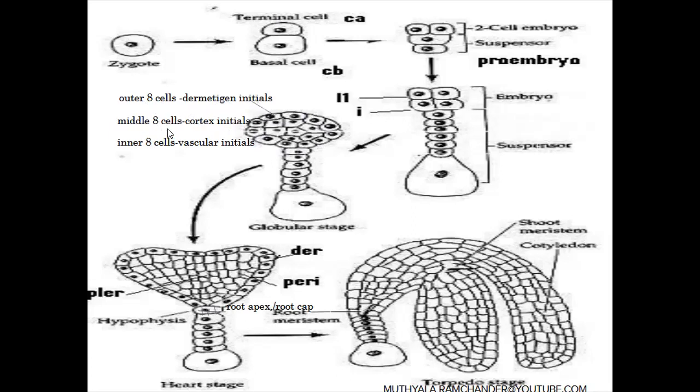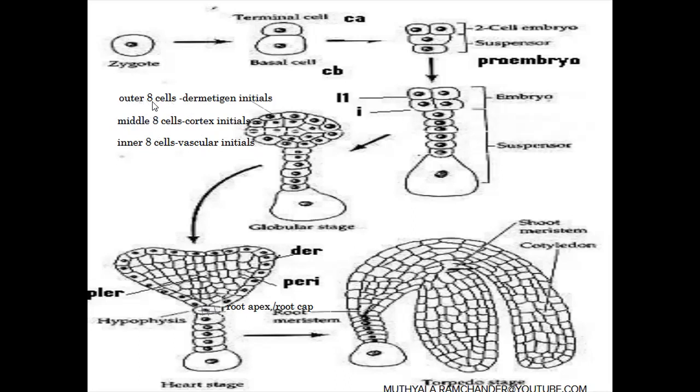And the middle 8 cells act as cortical or cortex initials. The inner 8 cells act as vascular initials. See, dermatogen of shoot, cortex of shoot, vascular bundles or vascular region of shoot. These three tiers of cells develop into the complete shoot part from the embryo.